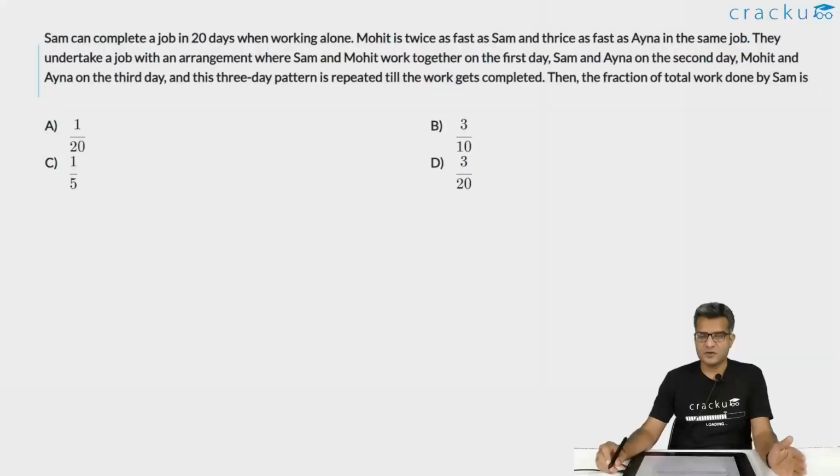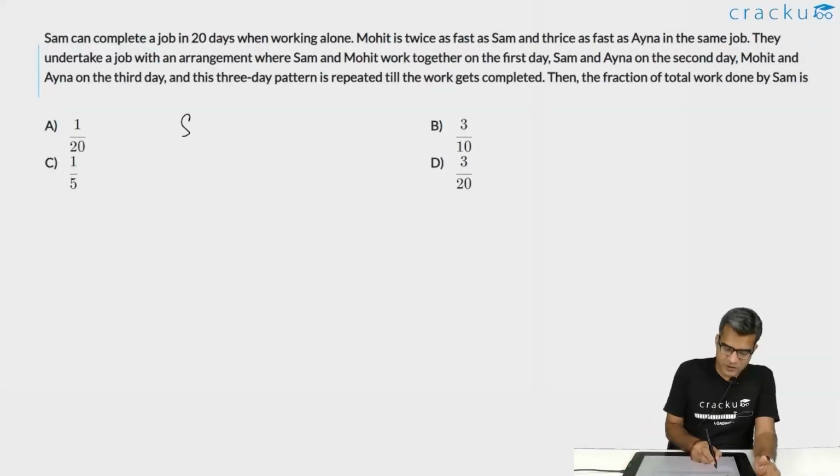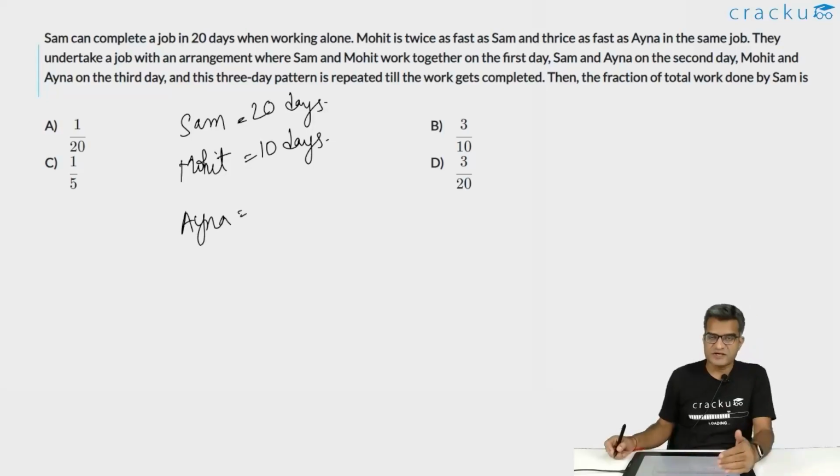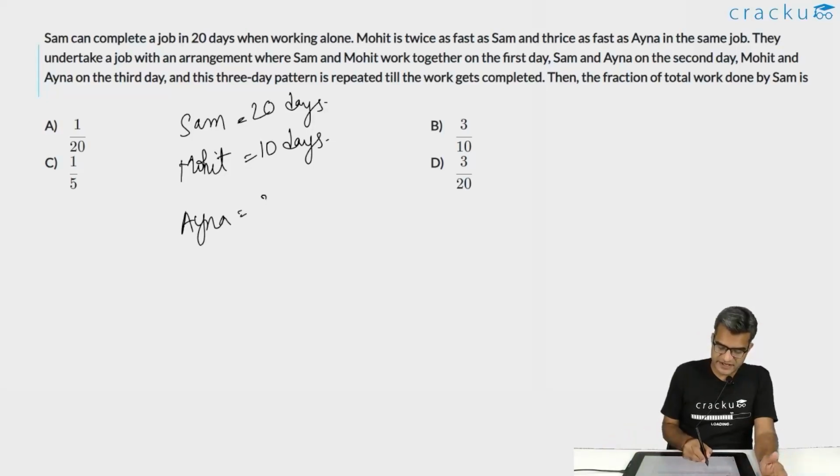In this question, we are told that there are 3 people. We have Sam who can finish the work in 20 days. We have Mohit who is twice as fast as Sam. So he can finish the work in 10 days. And we have Aina. Mohit works thrice as fast as Aina. So Aina can finish the job in 30 days.